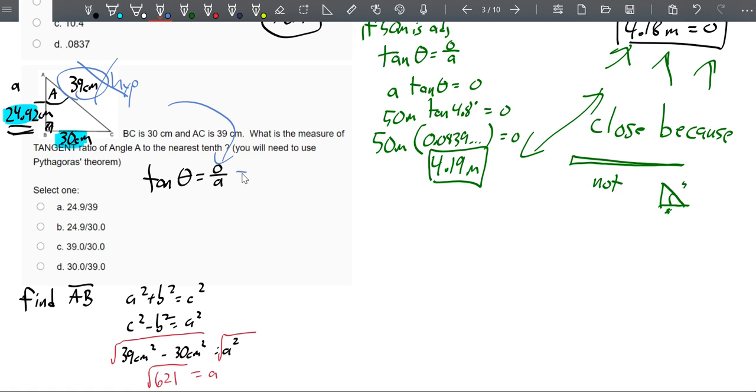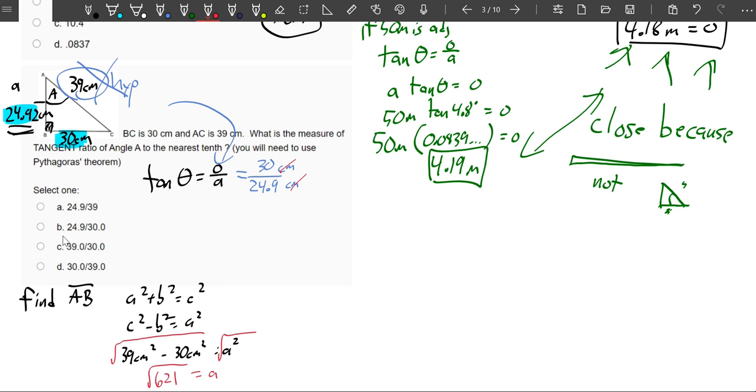So opposite over adjacent, and the opposite side was 30, and the adjacent side was 24.9. These were both in centimeters, but because they're both in centimeters, they can cancel out. So 30 over 24.9. And 30 over 24.9 is our opposite over adjacent for angle A.